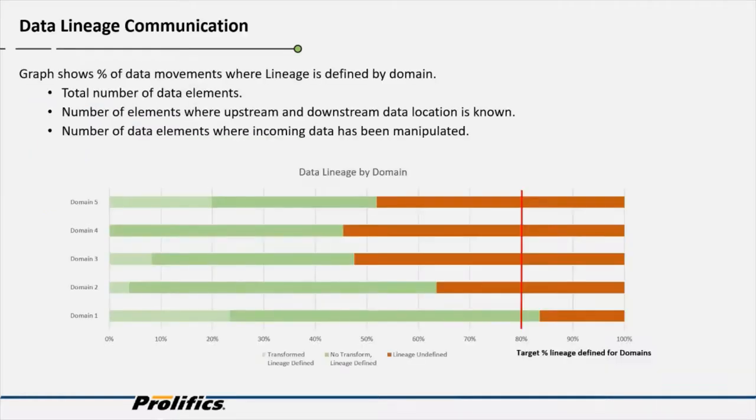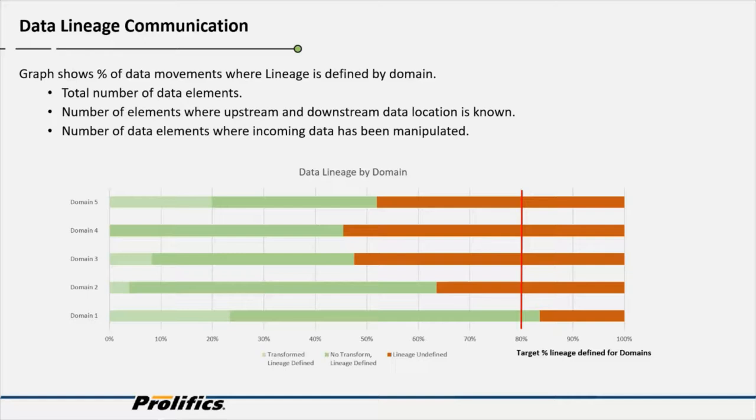We can see that in our communication, what we're going to do is, by domain, have them tell you how many of these rules have a transformation, the light green, and how many rules the light green plus the darker green are identified. In other words, I know where the data is coming from. I know where the data is going to. And then the red shows the total number of elements in that domain.